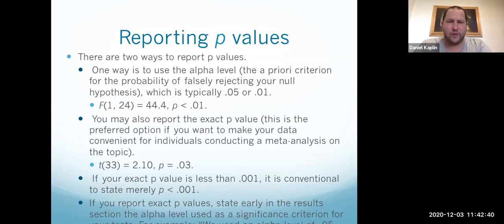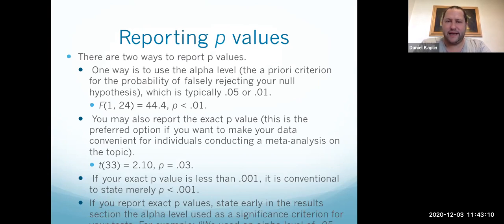So let's start with reporting p-values. Again, a p-value is the actual likelihood of getting this result by chance. And in general, there are two ways to report p-values. If you want to use your alpha, now we establish an amount of error we're willing to allow at the beginning.